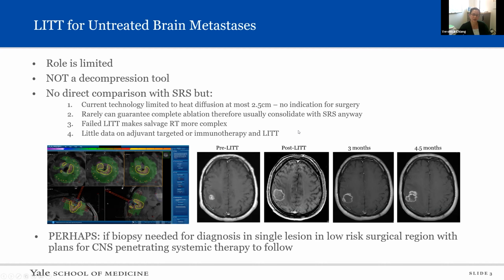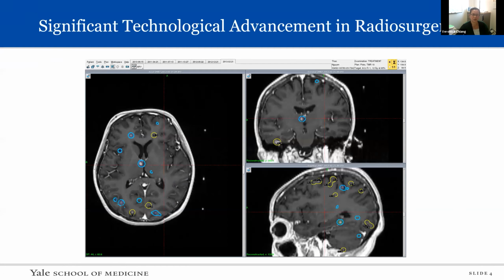And then there's little data on adjuvant targeted or immunotherapies in conjunction with LITT, and if there's any synergy there. So I can only think of one scenario in which an untreated brain metastasis would ideally be treated with LITT, and that would be if a biopsy was needed for diagnosis in a single lesion in a low-risk surgical area with planned CNS penetrating systemic therapy to follow. But I think that's highly controversial.